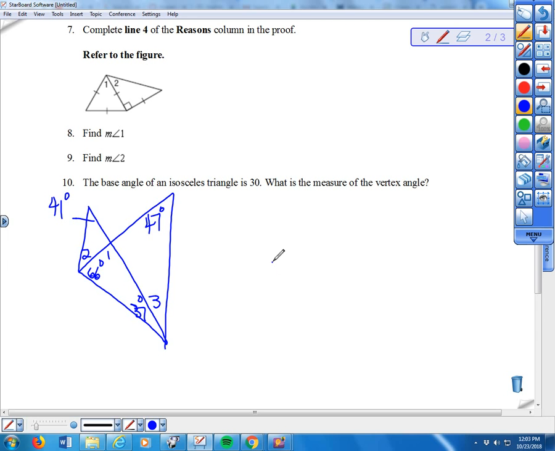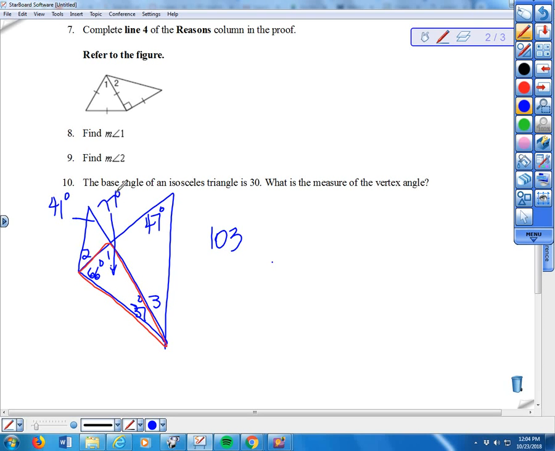41, 66, 37. So I'd probably shoot for angle 1 first, because in this triangle here in red I have 2 of the 3 angles, right? 166, 137. So that is 103 for those 2. So this must be 180 minus 103, right? Which is 77. So angle 1 is 77.